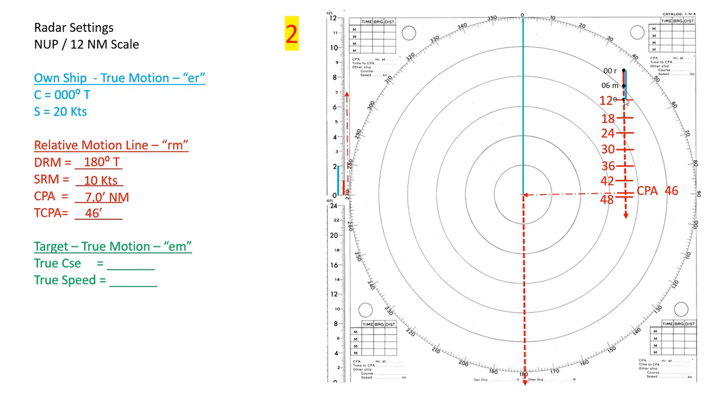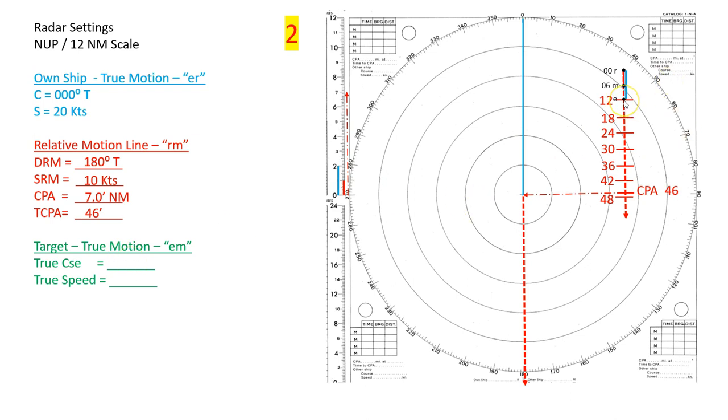Now you can see that there's no triangle. This is what's referred to as a special case. When the triangle collapses into a line, we have a special case, and there are 5 of them. So let's figure out the true course and speed of this vessel.